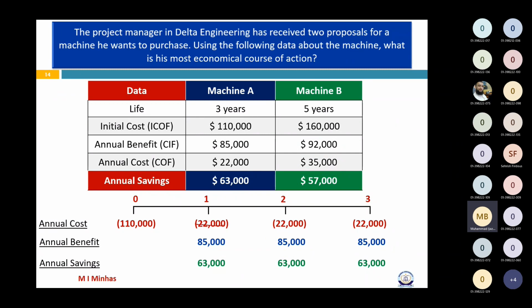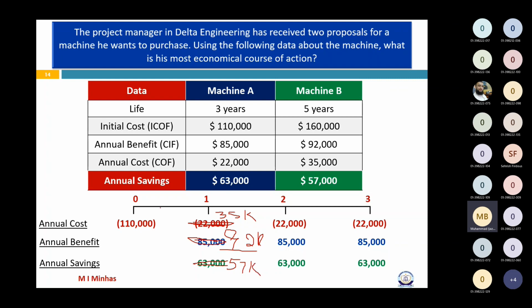In the case of the second machine, we'll have 35,000 here and obviously 92,000 here. Correct? I wish I had a board here now. So this is 92,000, right? So the difference is 57,000. Correct? So every year we'll be saving 57,000.